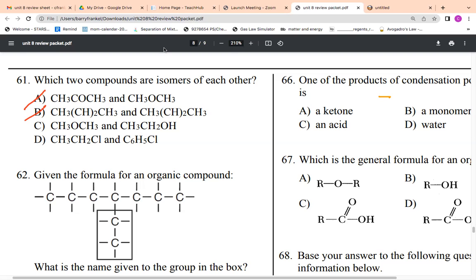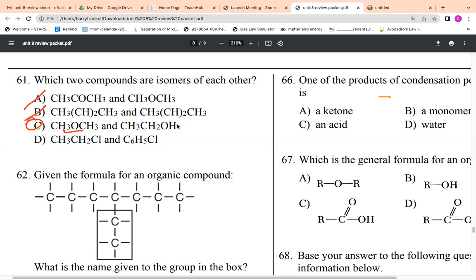So these both have the same molecular formula. And if you look at them, this is an ether and this is an alcohol. So it's definitely choice C. Choice D also doesn't work. This thing only has 2 carbons and this one already has 6. So already off the bat, no good. So choice C.